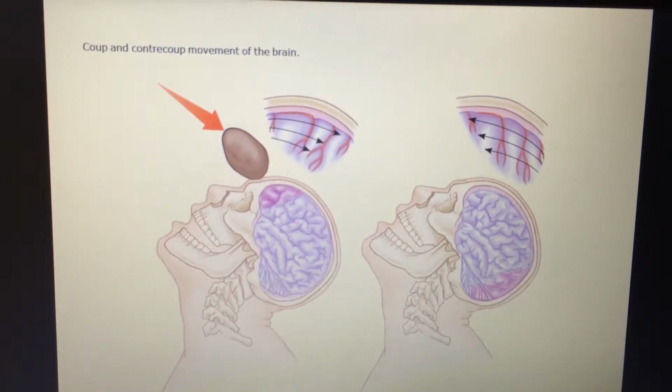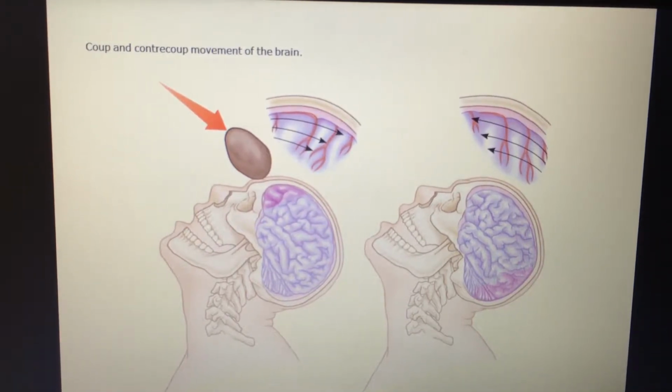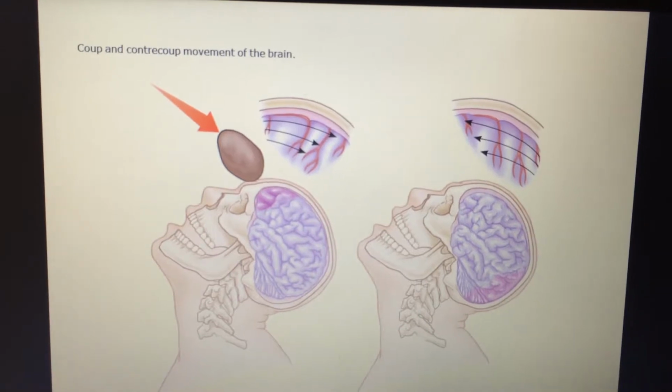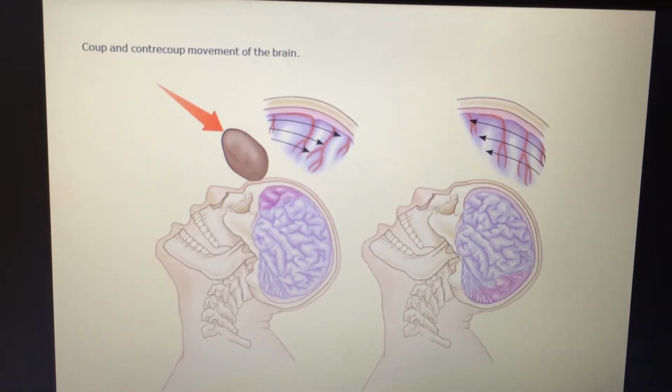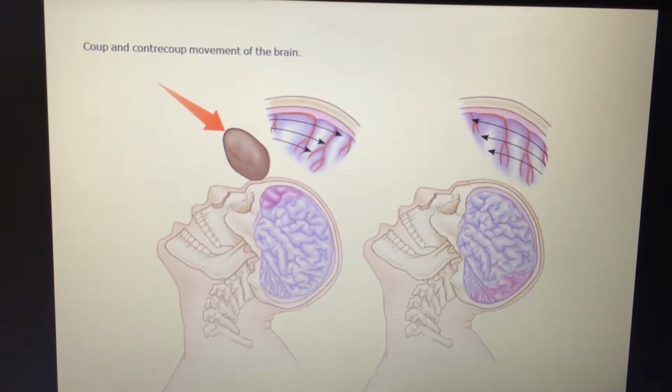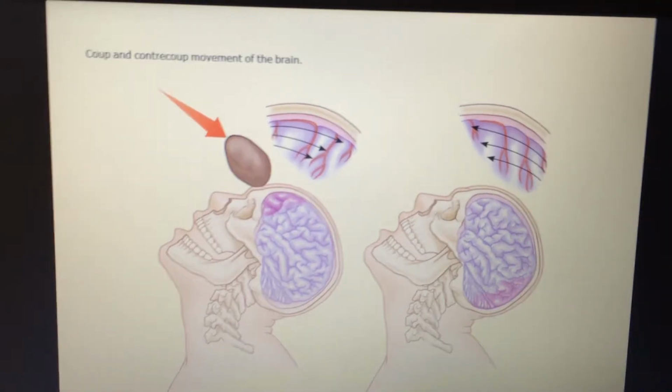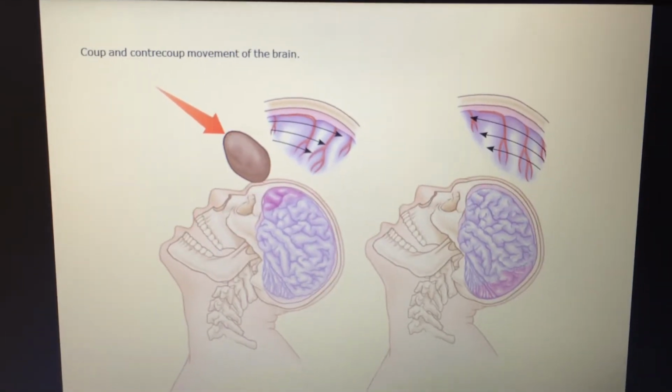So it's two types of injuries. Anytime you get damage to the skull, you're going to have a direct injury and a diffuse injury. The direct causes the initial damage. The secondary motion is going to cause that diffuse or sloshing around.